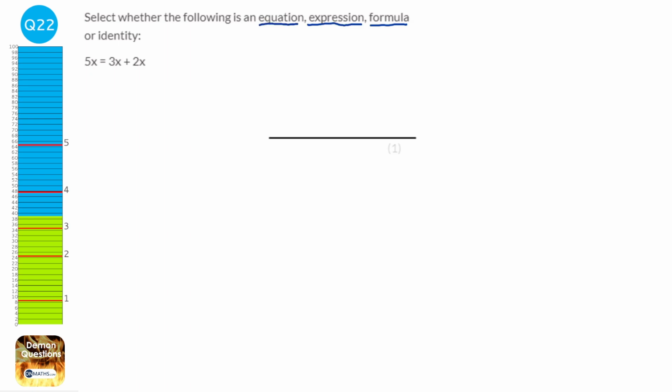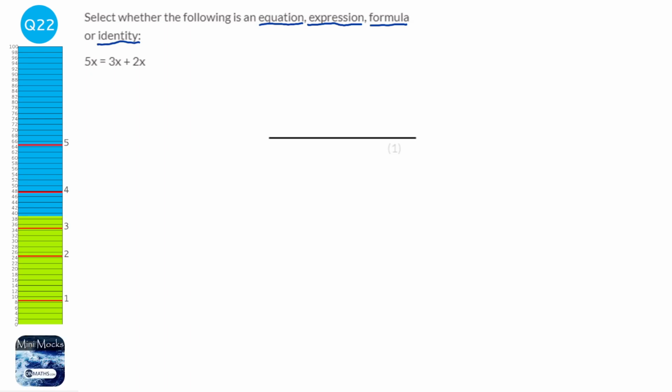An equation has an equals, and it can be solved. So you can find out what x is or find out what a is. And an identity is true for all values of that letter. So an example would be x times x equals x squared. That's an identity because that's true for all values of x.